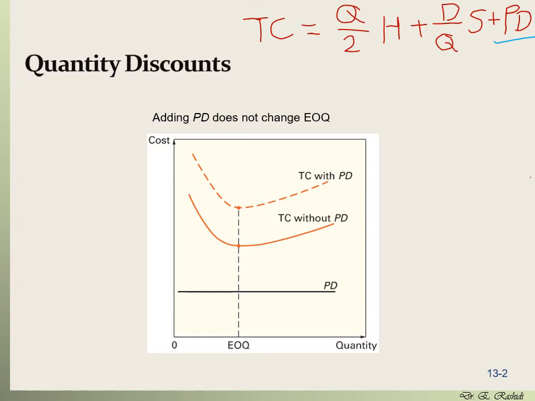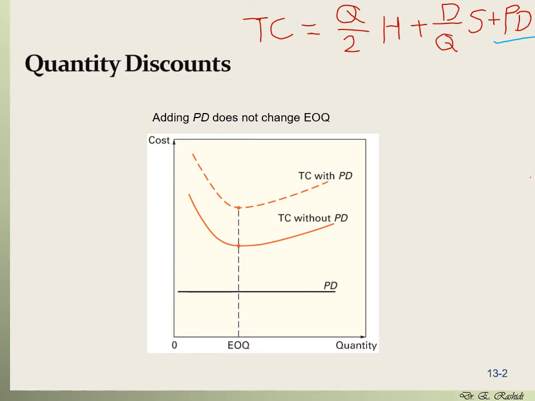The purchase cost was also part of the total cost in the first model, but it wouldn't affect the optimal quantity to order. Let's see how. If you do not consider the purchase cost, the first model that we have would be this plot, the graph. So that's the total cost without the PD component, the purchase component.